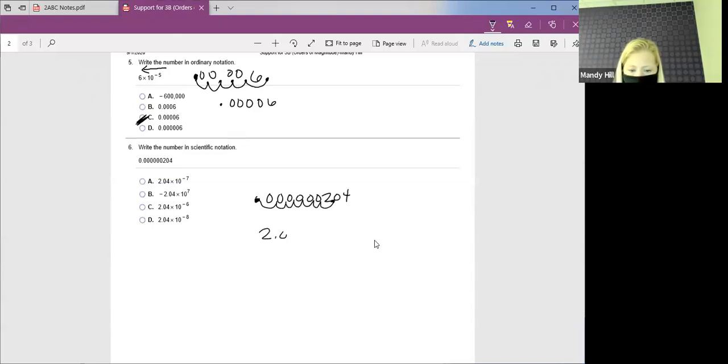So 2.04 times 10, and we moved it and we made the number smaller. When you make the number smaller, you're going to have a negative exponent. Negative 7. So we moved it 7 times. Okay, so that's your support. Do your support before you do your assignment in chapter 3, section B.